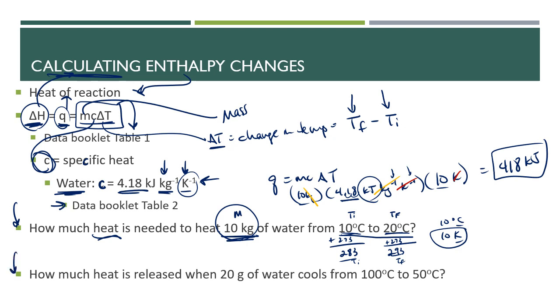How much heat is released when 20 grams of water cools from 100 Celsius down to 50 Celsius? So you might be going, oh, we've got to convert again because I've got grams and my specific heat is given in kilograms. Here's a crazy cool thing about specific heat. So 4.18 kilojoules per kilogram Kelvin or Celsius.